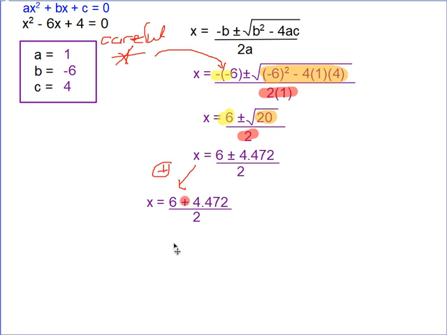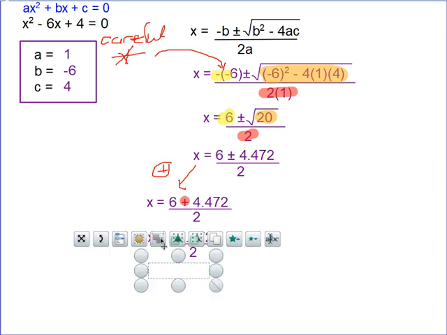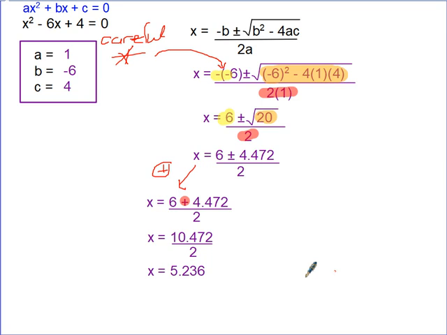So 6 plus 4.472 over 2, we simplify the top of this fraction, divide it by 2, and we get an answer of 5.236. Some of the questions in the back of the book might have just 1 decimal place. Maybe the final answer they might round to 1 decimal place, but I do like 3. And then on the other side here, we are certainly going to subtract.